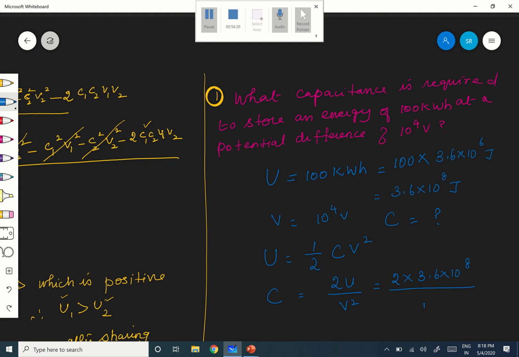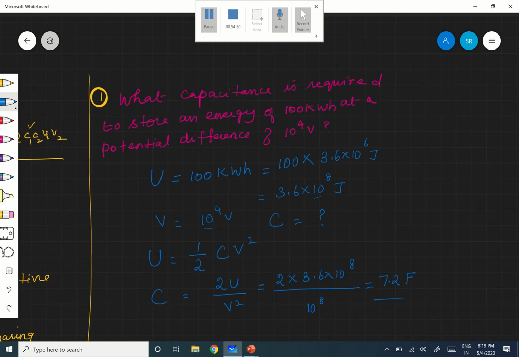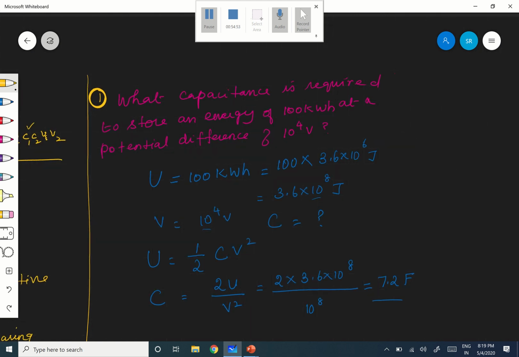Therefore, V square means 10 power 4 square, 10 power 8. Therefore, what is the answer? That is equal to 7.2 farad. Huge, 7.2 farad. Are you following? So why is this? Because the energy stored is very high, 3.6 into 10 power 8 joules. Potential difference is also very high. Therefore, definitely C is 7.2 farad. Okay, fine.